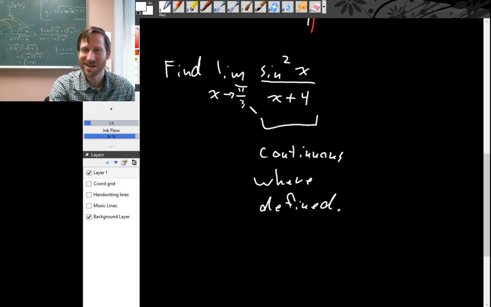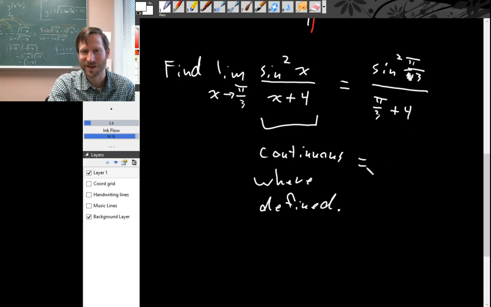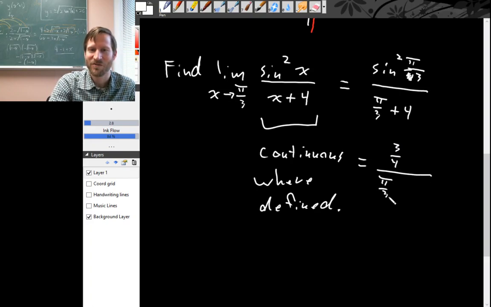And since it's defined at pi over 3, we can just plug in pi over 3. Right? Continuity means you can evaluate a limit just by plugging in the x value. This function is continuous, so we can just plug in the x value. So we get sine squared of pi over 3, over pi over 3 plus 4. And then we could do all the arithmetic to simplify this expression. So sine of pi over 3 is root 3 over 2, and that squared is 3 over 4 over pi over 3 plus 4.